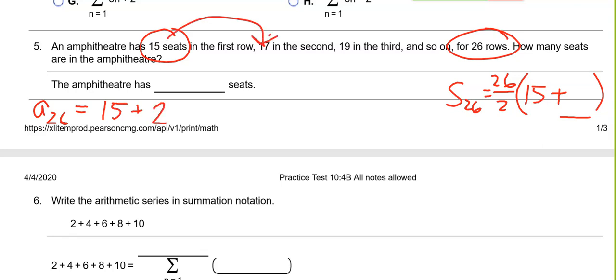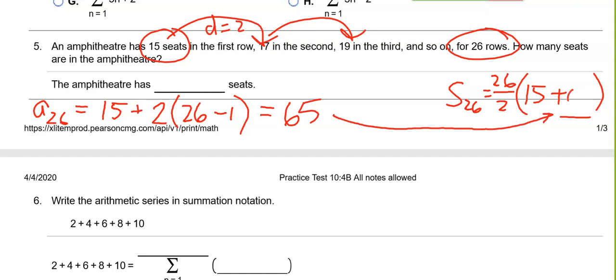Now to go from one to the next, it looks like we're adding 2, right? Common difference is 2. So some of my students, when they were taking this test, did 15 plus 2 times 25 is 65. So they would write down 65 as the final answer. Well, that needed to get used in here.